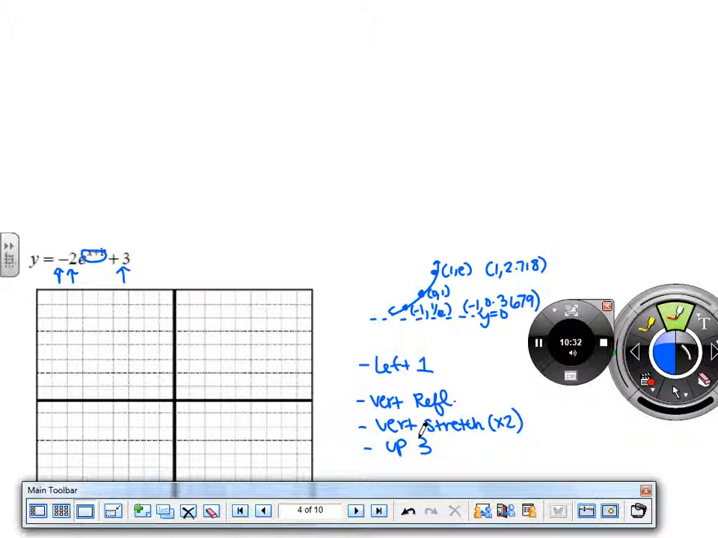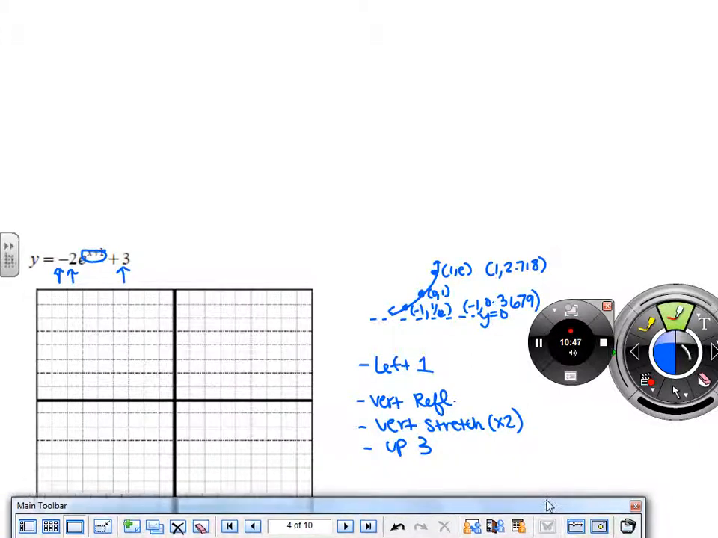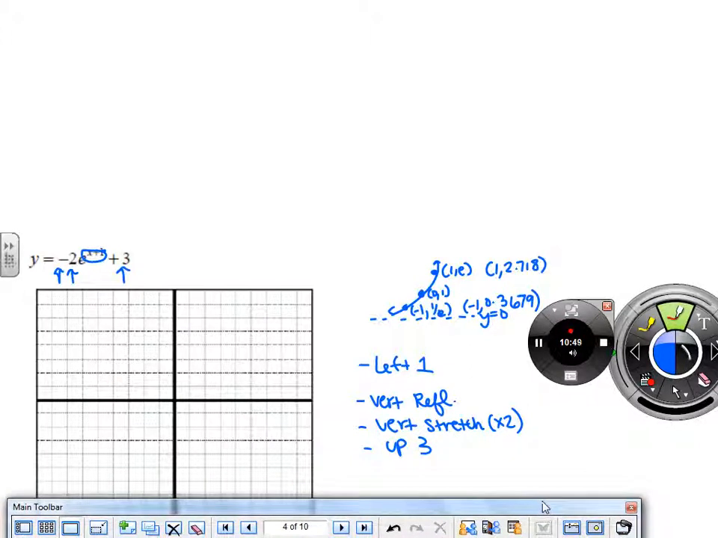Okay. So what I'm going to do is two things that kind of help me. I'm going to use that parent function that I graphed, and I'm going to go through all the steps up here on the graph. I'm also going to keep track of the points that we have and then change them as we go so I know where my points should end up. So we have 1, 2.718, 0, 1, and negative 1, 0.3679.